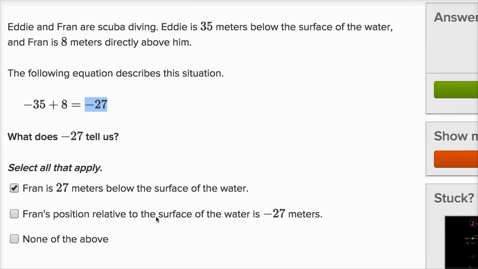Fran's position relative to the surface of the water is negative 27 meters. Yeah, I think that's a reasonable way to say it. It's a little bit more confusing, but yeah, she is negative 27 meters relative to the surface of the water, which we just set up here. So I think that's fair enough to say that as well.